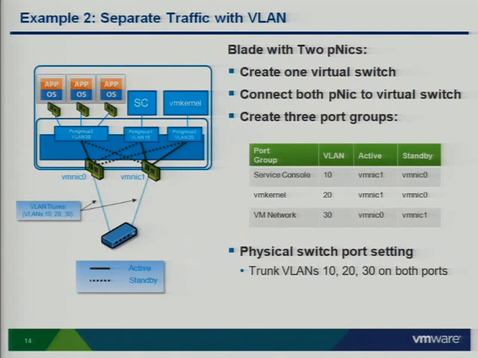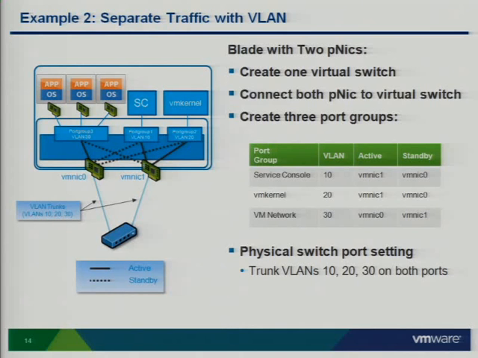Okay. Now you create a service console, you connect your service console to VLAN 10, and you connect your VMK NIC to VLAN 20, okay? And then you connect all your VMs to the VM network, which resides at VLAN 30. So basically, now you have separated the traffic in terms of VLAN.